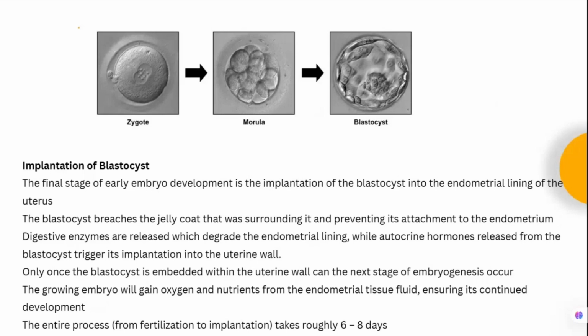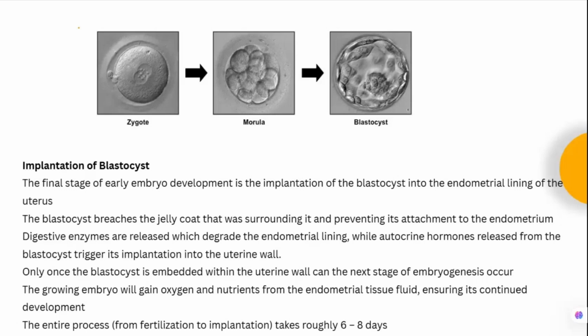The final stage of early embryo development is the implantation of the blastocyst into the endometrial lining of the uterus. The blastocyst will breach the jelly coat that was covering it and preventing its attachment to the endometrium. So this blastocyst has got a jelly coat, and this jelly coat will prevent its attachment to the endometrium. So that should be breached first.